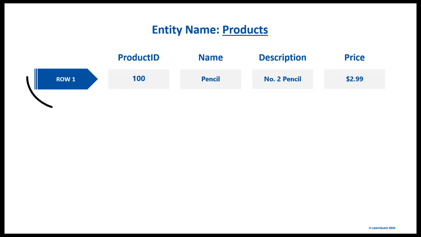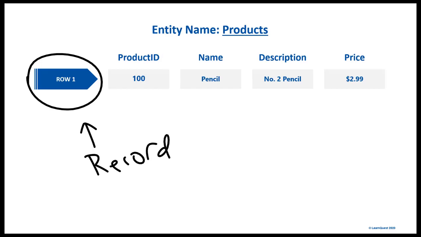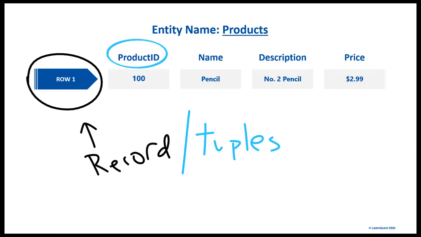Also, a row. A row is also referred to as a record. So rows and records mean the same thing. And depending on who you speak with and under what context, records can also be referred to as tuples. So product ID is a column, it's a field. Products is a table, it's an entity. A row is a record or a tuple. Product ID is a column, a field, an attribute.